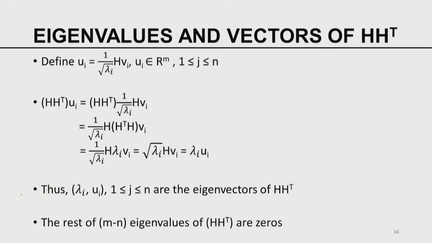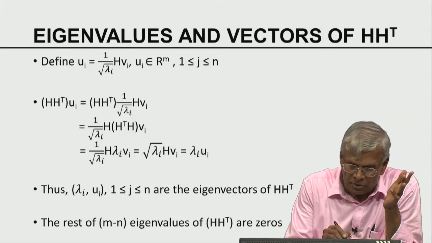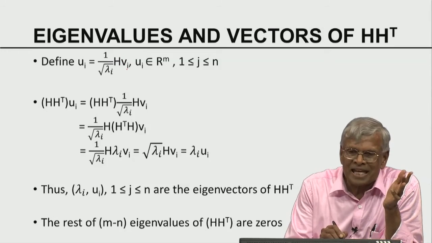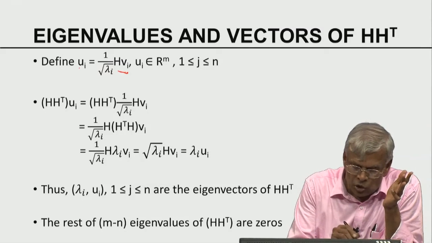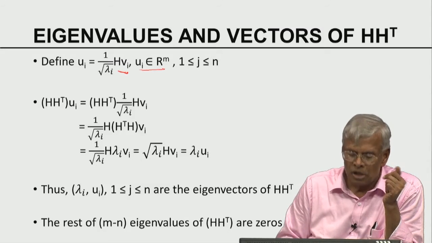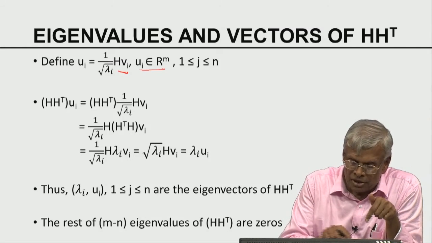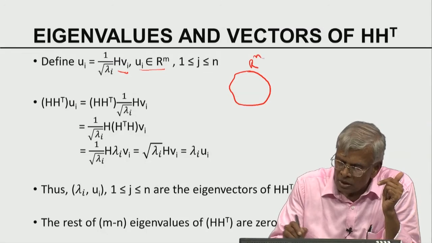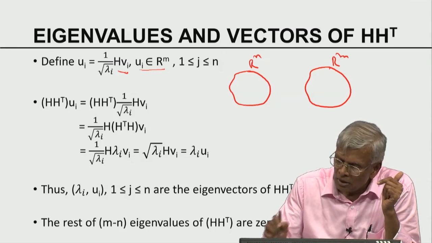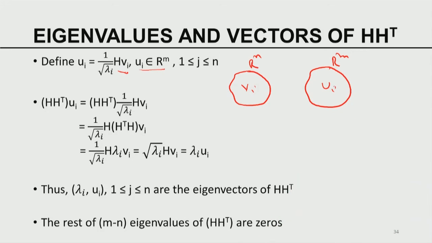consider a linear transformation. Define a vector ui equal to 1 over square root of lambda i times H vi. Lambda i's are positive, so I can take the square root. H is an m by n matrix, vi is an n by 1 vector. So H vi is an m vector, and this is a constant, so the ui are m vectors. This transformation converts a vector from Rn to Rm. If there is vi, this is ui; this transformation H converts an n vector into an m vector, that is a linear transformation.